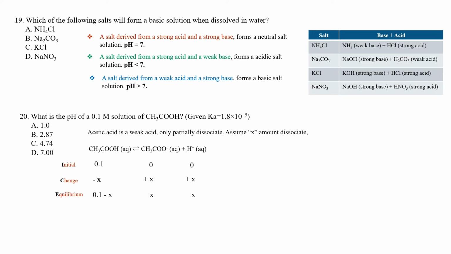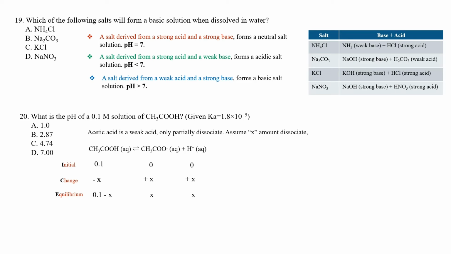Now what is remaining at equilibrium? Initially 0.1, from 0.1 x amount decreases, remaining 0.1 minus x. Acetate ion, initially 0 and then x amount added. So the remaining at equilibrium is x. For H plus, initially 0, x amount added. So the remaining at equilibrium is x. Now we have concentrations of each species at equilibrium.